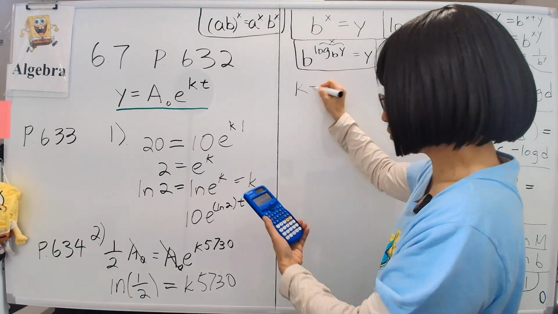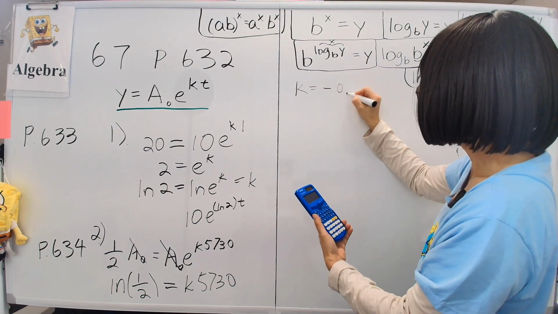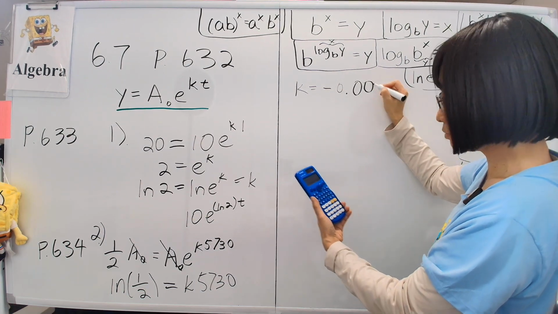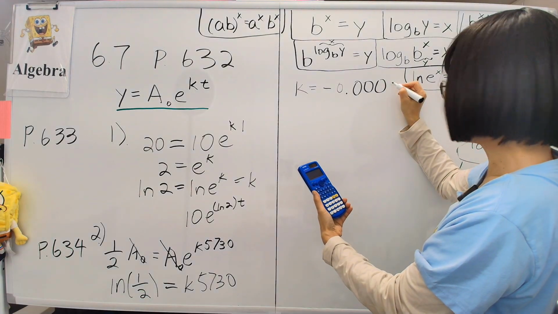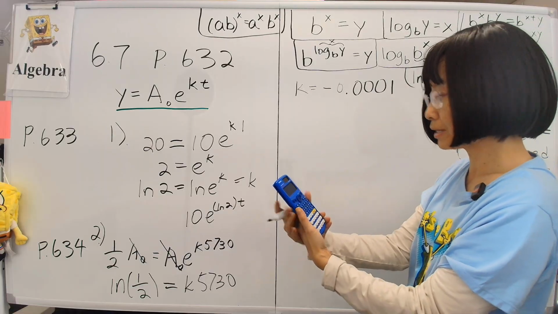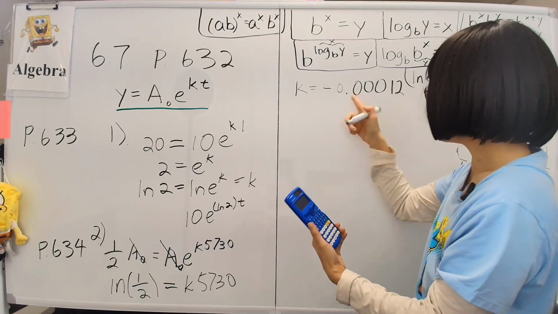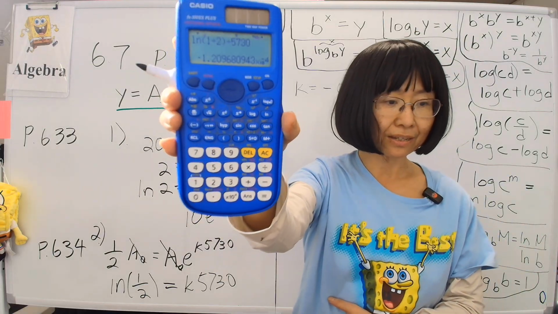K equals 0 minus, okay, 0.123. The 1 is in the fourth position, so 1, 1, 2, 3, 4. Yeah, and then there's a 2 here, and that should be right. Or we can just leave it in the scientific notation.